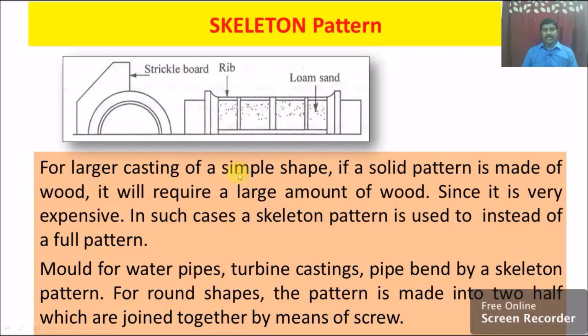For larger castings of a simple shape, if a solid pattern is made of wood, it will require a large amount of wood, which is very expensive. In such a case, a skeleton pattern is used instead of a full pattern. The molds for water pipes and turbine casting pipe bends are made by a skeleton pattern for round shapes. The pattern is made into two halves which are joined together by means of screws.